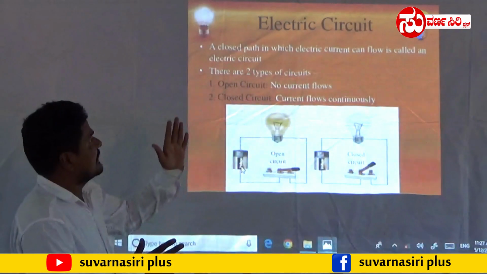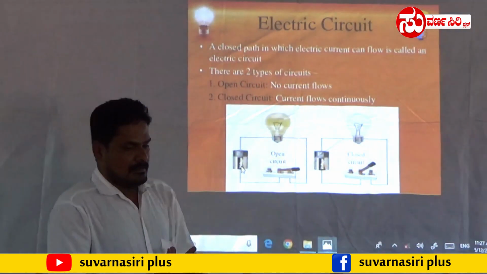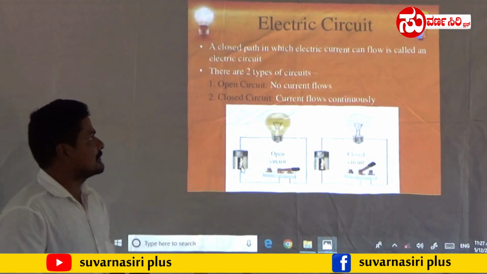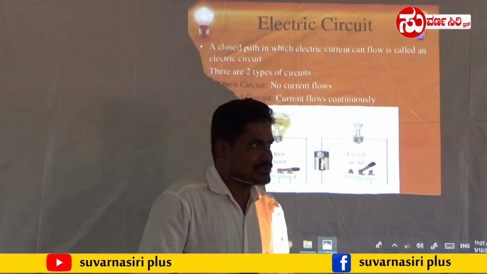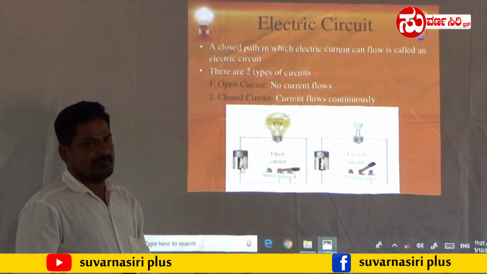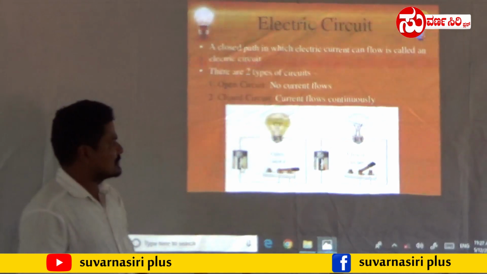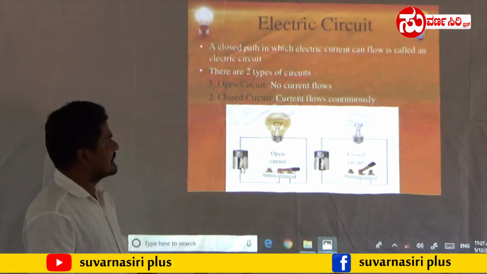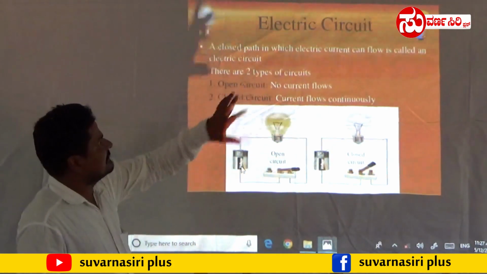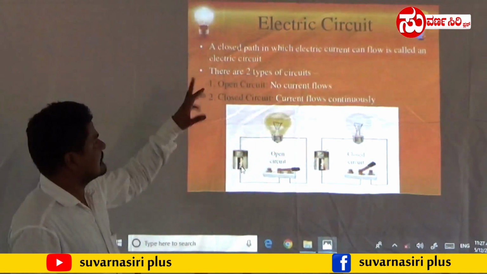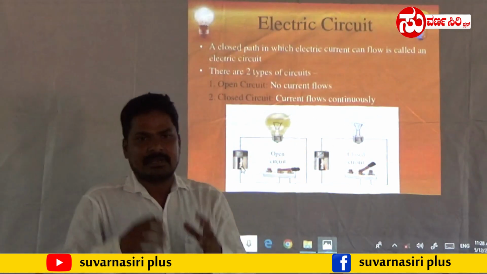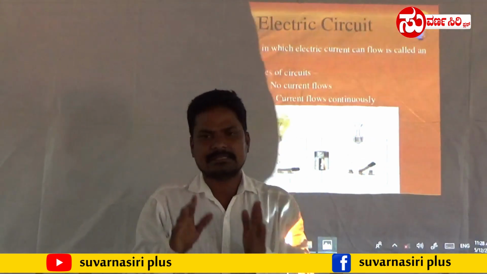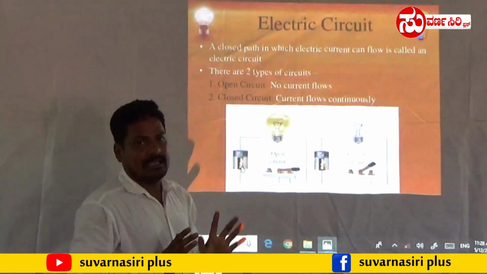Now, before we start electric circuits: there are two types of electric circuit, open type and closed type. In the open type, no current flows, and in the closed type, the current flows. Here the two types of electric circuits are given. A continuous and closed path in which electric current can flow is called an electric circuit.